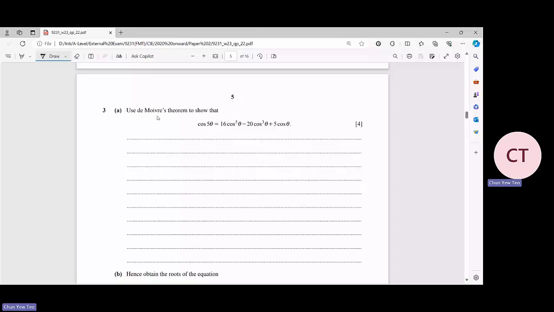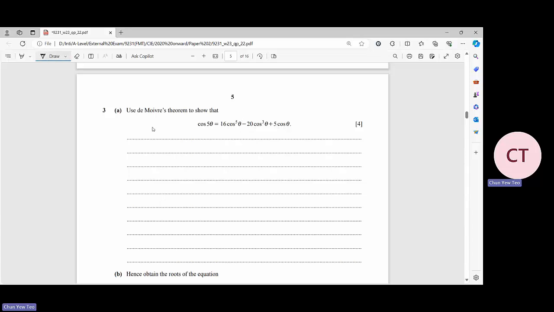Okay, now we take a look at question number 3A. Use the de Moivre theorem to show that cos 5θ equals 16 cos⁵θ minus 20 cos³θ plus 5 cos θ.